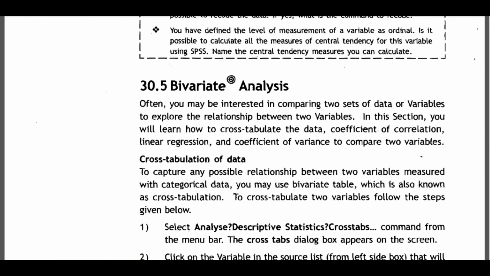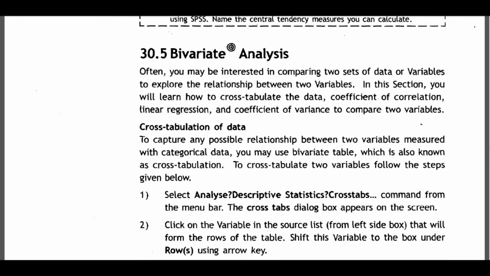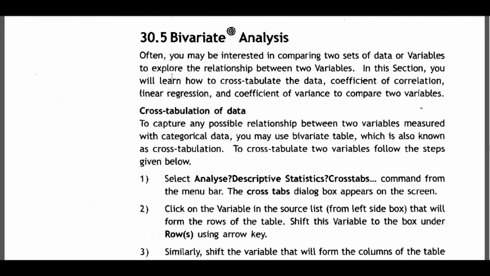Now you look into 30.5, bivariate analysis. Often you may be interested in comparing two sets of data or variables to explore the relationship between two variables. In this section, you will learn how to cross-tabulate the data, coefficient of correlation, linear regression, and coefficient of variance to compare the two variables.